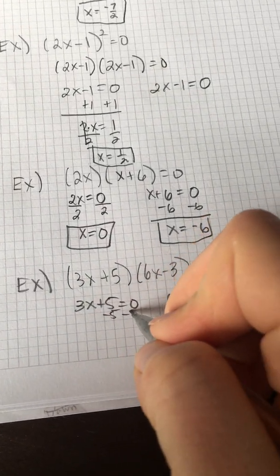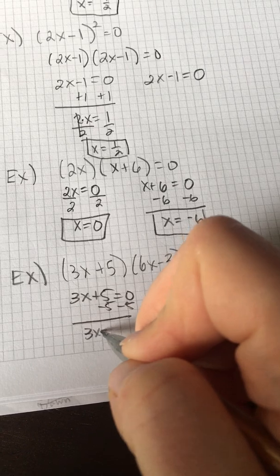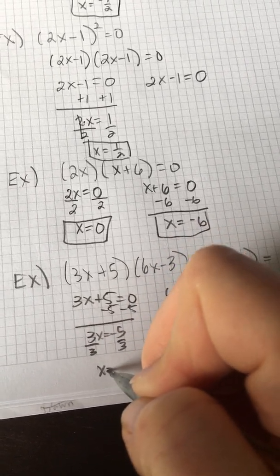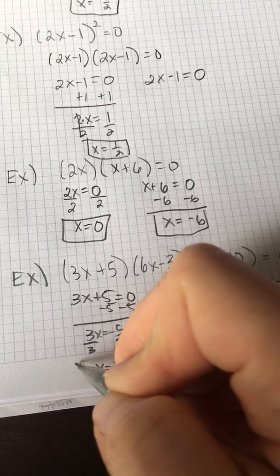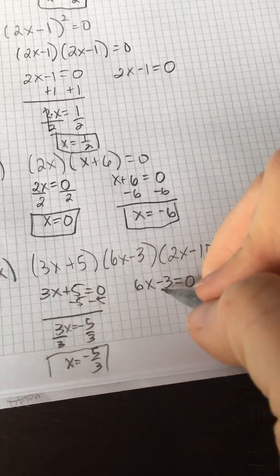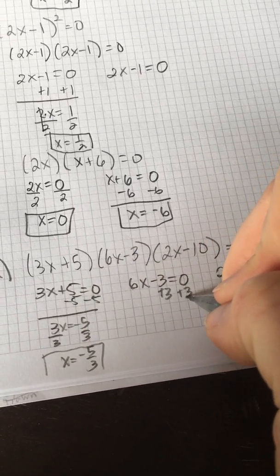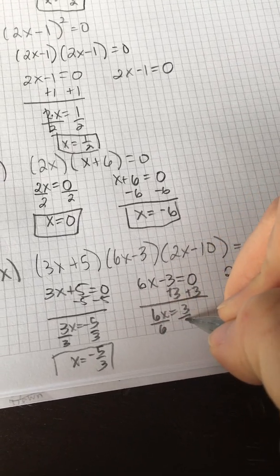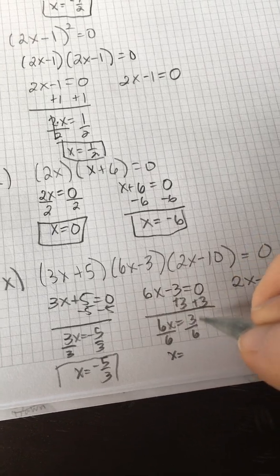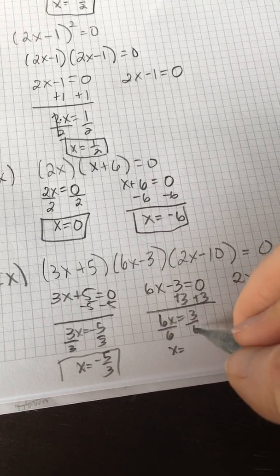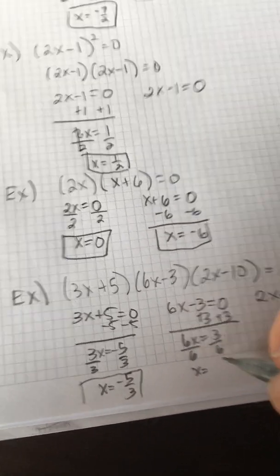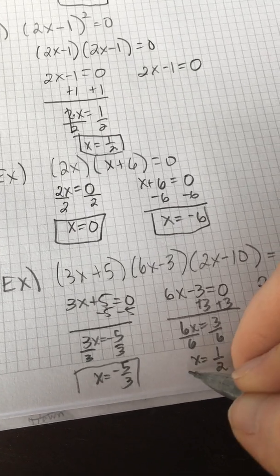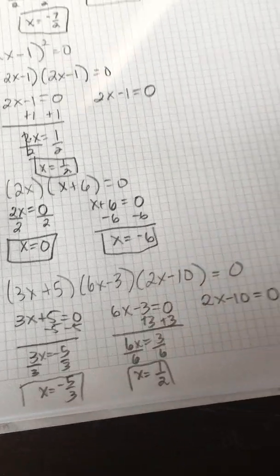Minus over the 5. Divide the 3. X equals negative 5 thirds, one answer. Add over the 3, divide the 6. Be careful, a lot of students will want to say that this is 2, but this bigger number's in the bottom. So this is a fractional answer. 3 goes into 6 twice. This becomes 1/2 when we reduce that.